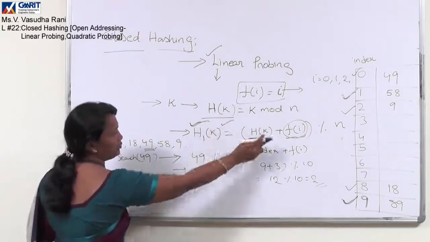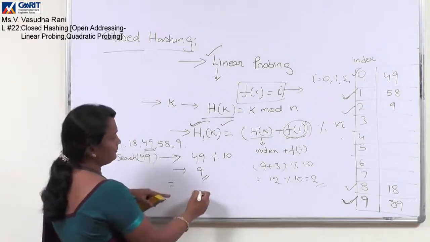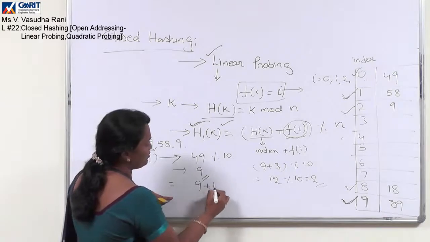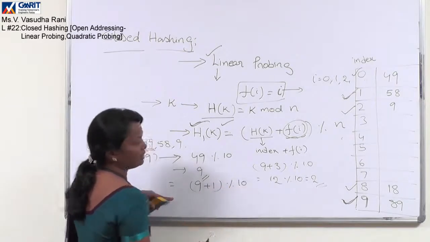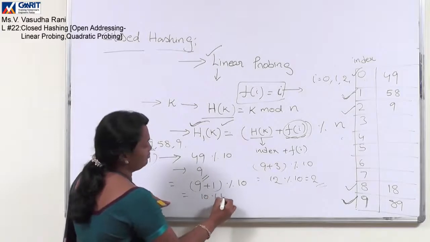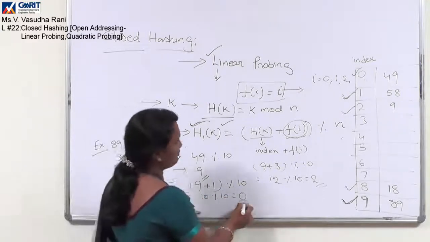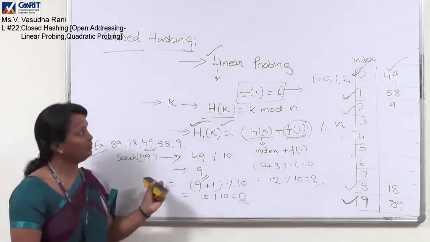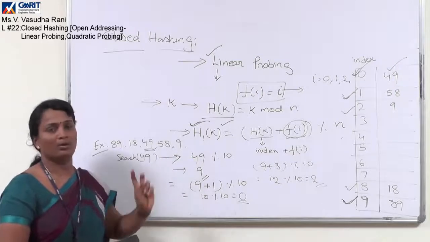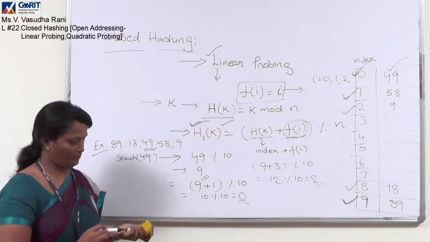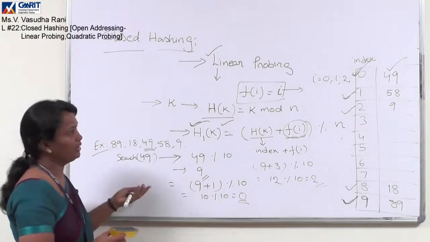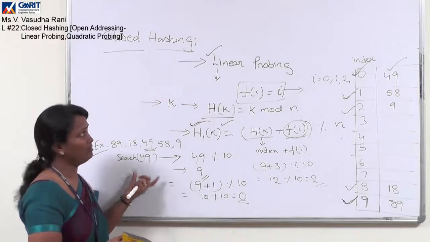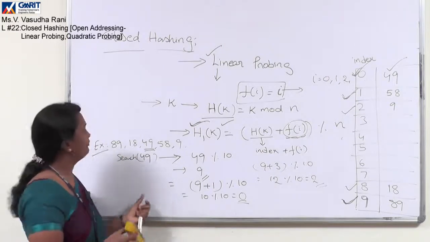So as per our linear probing formula, now we will go with 49 mod 10, it is 9, so it is 9 plus 1 mod 10 we have to see, it is 10 mod 10 which is giving us 0, so if we check in 0th location, we found 49 there. This is how, using the linear probing formula, you are going to search for any particular value. This is how we are avoiding collisions that occur in the hash table generation through linear probing.